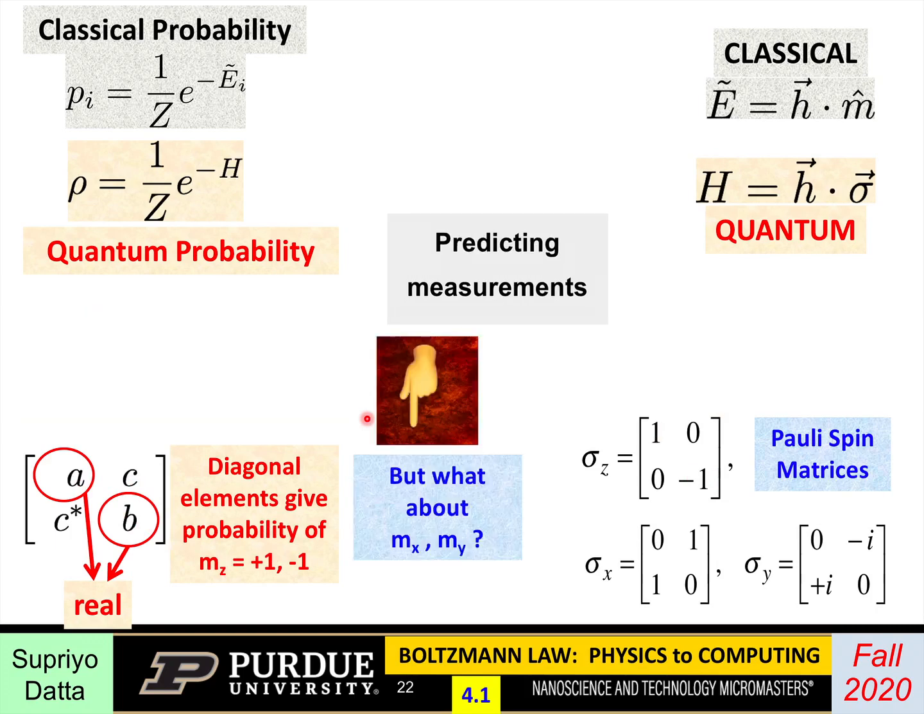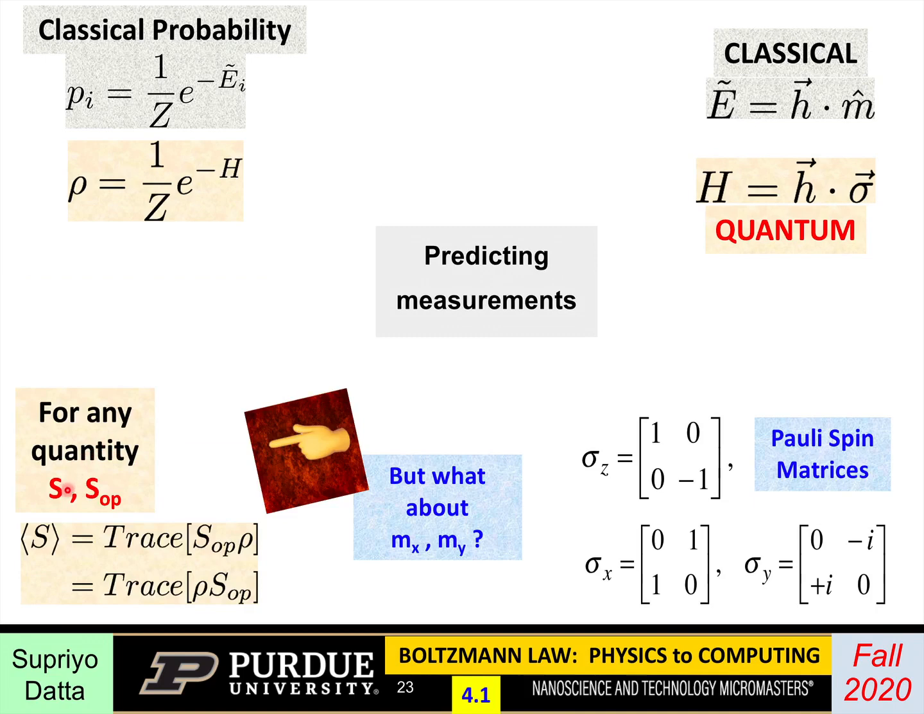Now, what about mx and my? Well, you might be tempted to say, oh, for the probabilities of mx, I should look at the off-diagonal terms. Well, no, that won't quite work, because after all, these off-diagonal elements are complex and they cannot be interpreted as probability. But the general rule for predicting measured values is the following: given any quantity S, there is a corresponding operator. And the way you find the average expected value of that quantity is by taking the trace of this operator times the density matrix.